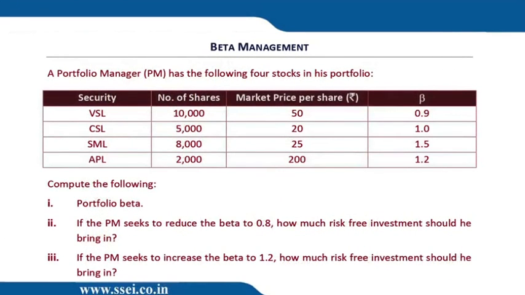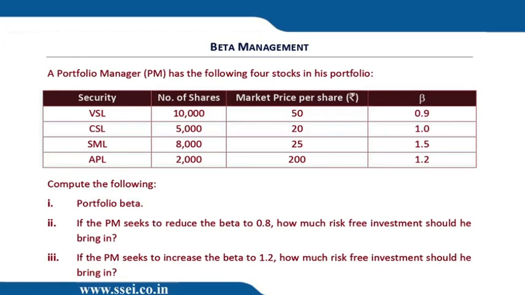Third part, if the PM seeks to increase the beta to 1.2, this time we want to increase the beta to 1.2, how much risk-free investment should he bring in? So the weight of the portfolio will be the target beta 1.2 divided by the existing beta 1.108. So 1.2 divided by 1.108, calci please. 1.2 by 1.108 into 100, that's coming to 108.3%.